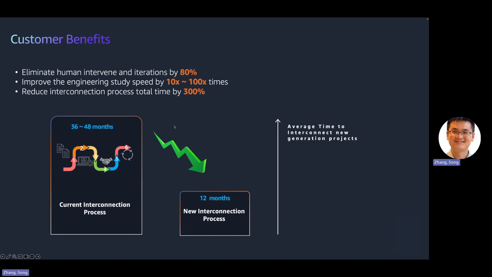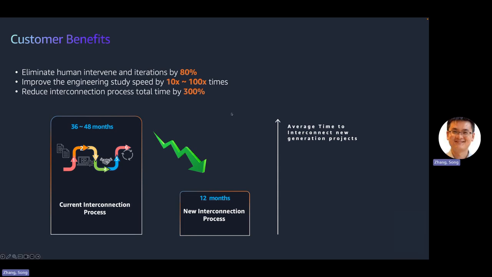Through this agentic workflow to automate and optimize the interconnection process, our goal is to shorten the average time for new generator interconnection from 48 months down to 12 months, making the interconnection simpler and faster. This is realized through an accelerated interconnection study cycle and a streamlined pipeline with fewer human interventions and iterations.